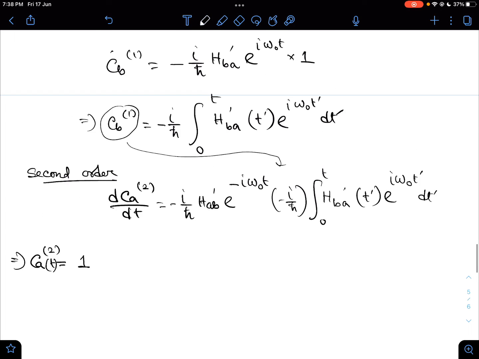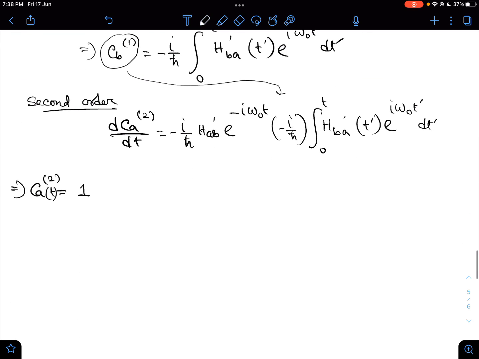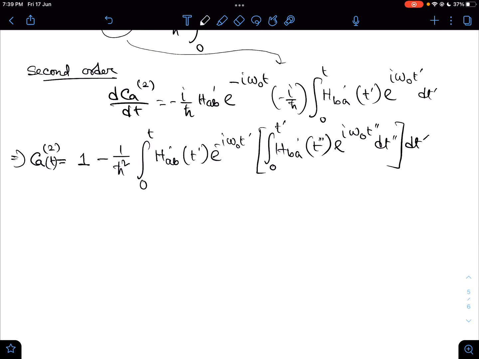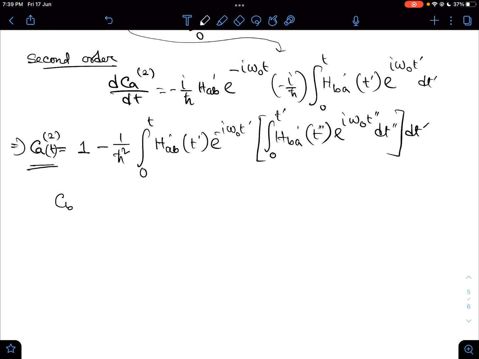because our CA1 is 1, so we will get 1 minus 1 by h cut square integration from 0 to t of H_ab prime(t prime) e to the power minus i omega 0 t prime and another integral. So we will represent this by 0 to t prime, and here we have H_ba prime. We are denoting this by double prime, and we have here e to the power i omega 0 t double prime dt double prime, and here we have dt prime. So this is how CA2 evolves with time, while CB2 is unchanged, because you can easily see that CB2(t) is CB1(t).